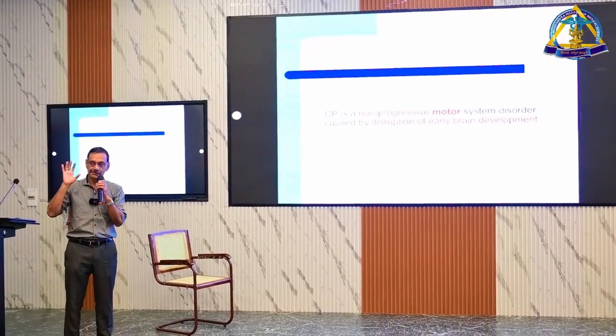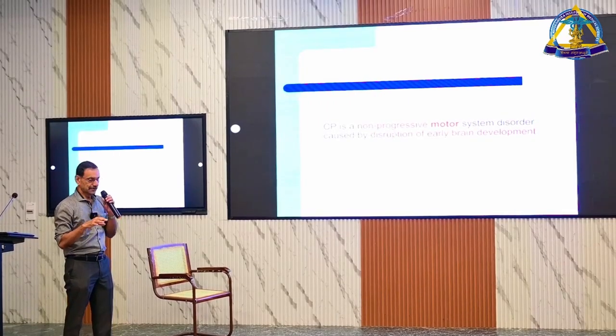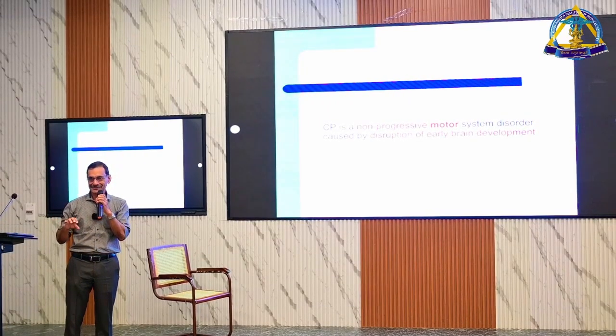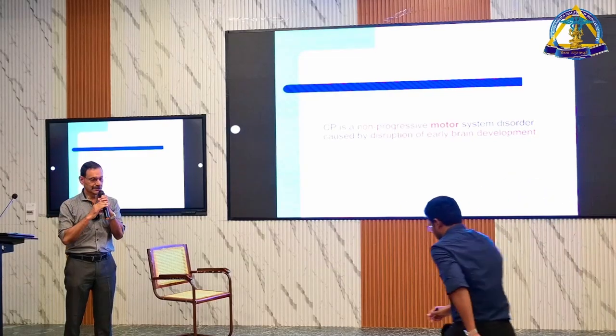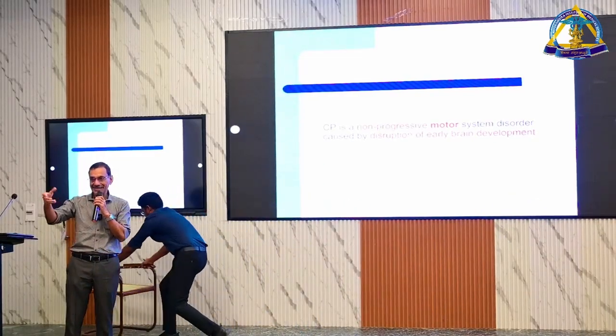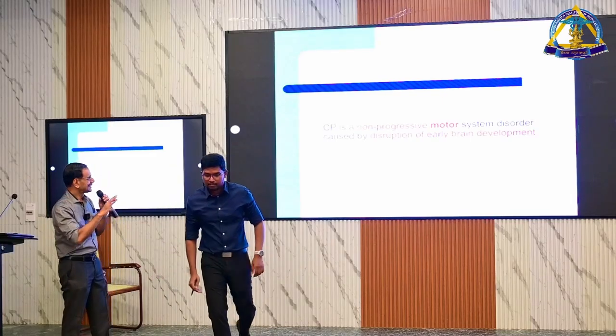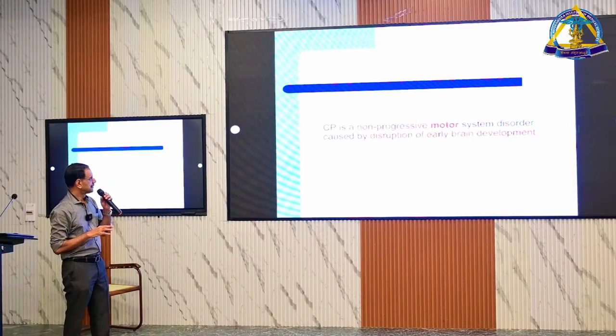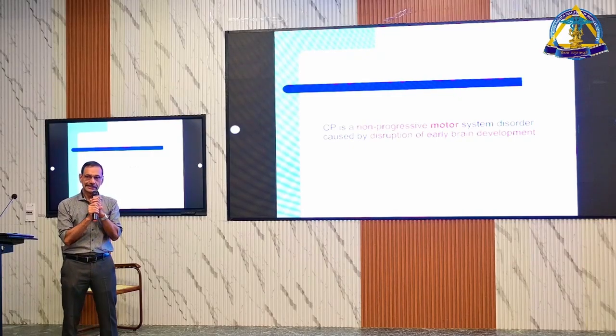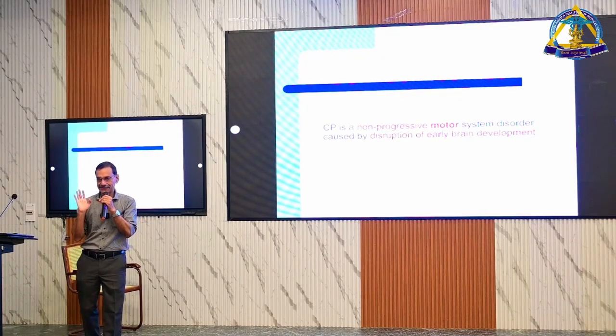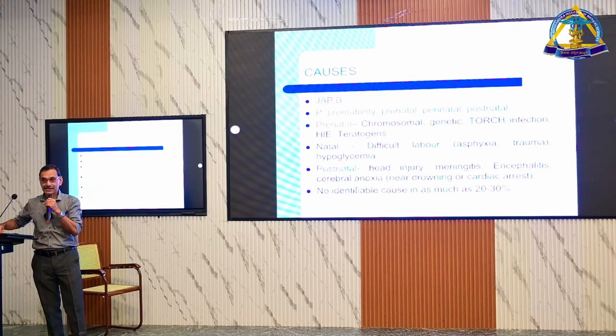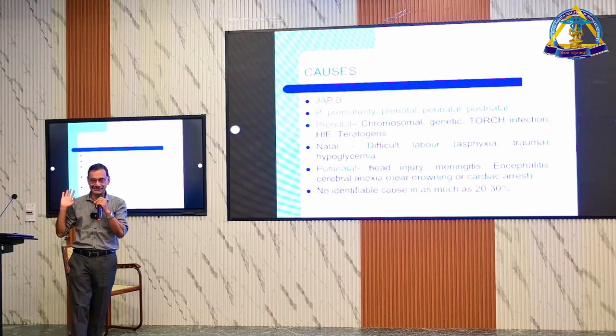Second, it affects motor. Motor means it could be movement. You may be unable to move, your movement may be compromised, or you may be having extra movements. So that is movement, and it is all due to disruption of early brain development. So now, what are the causes? This is the second question that they are going to ask you in exam.